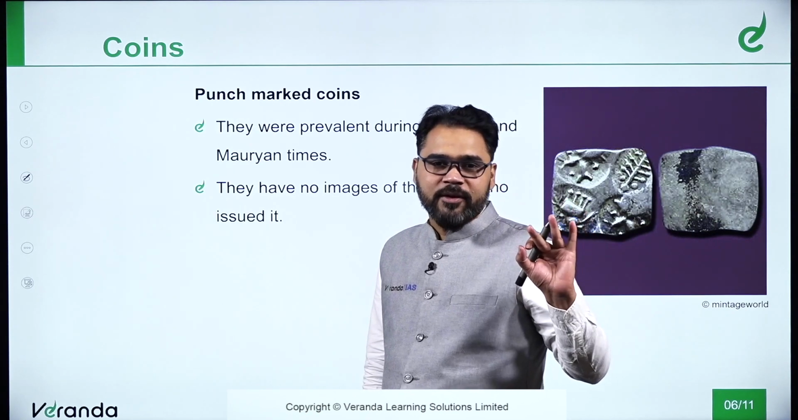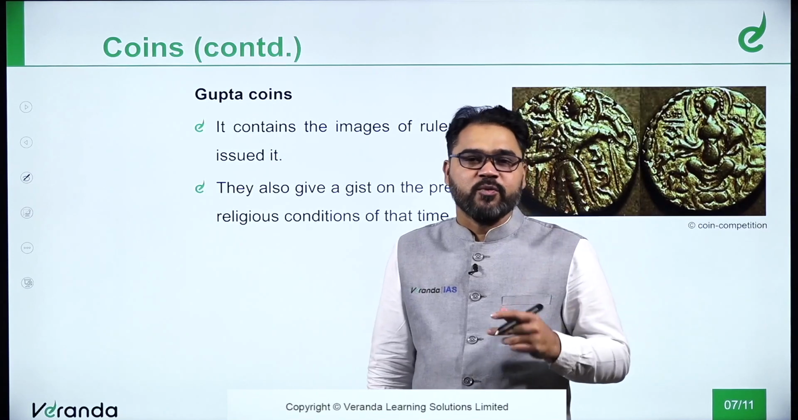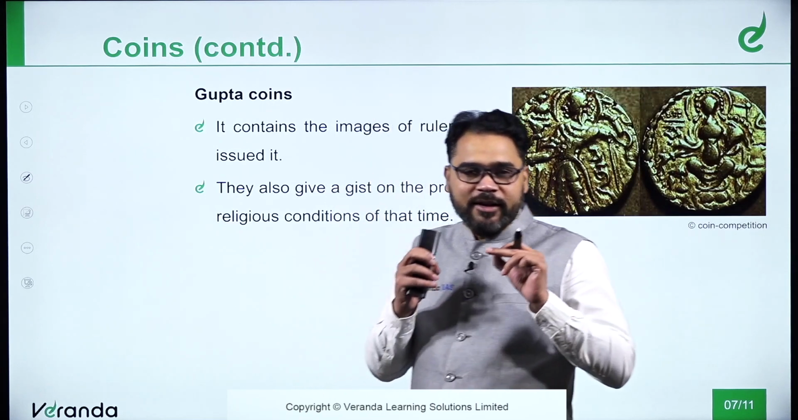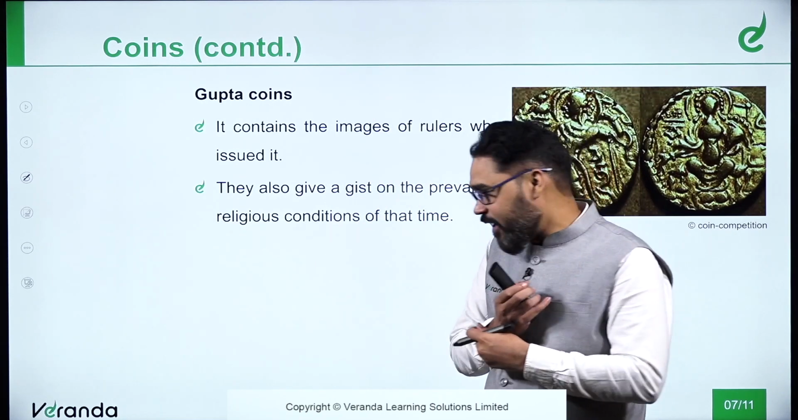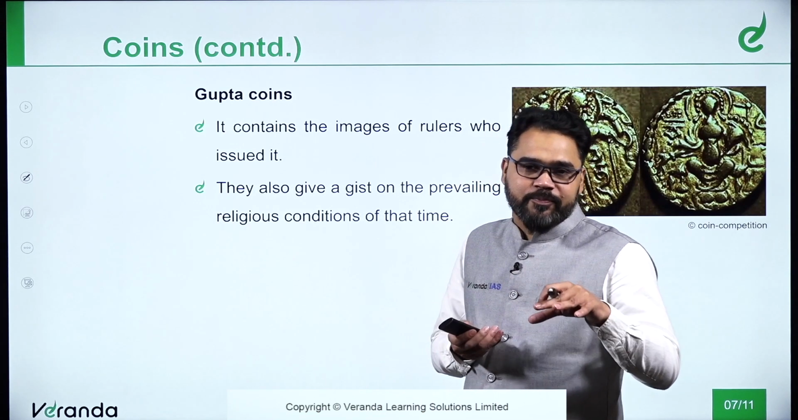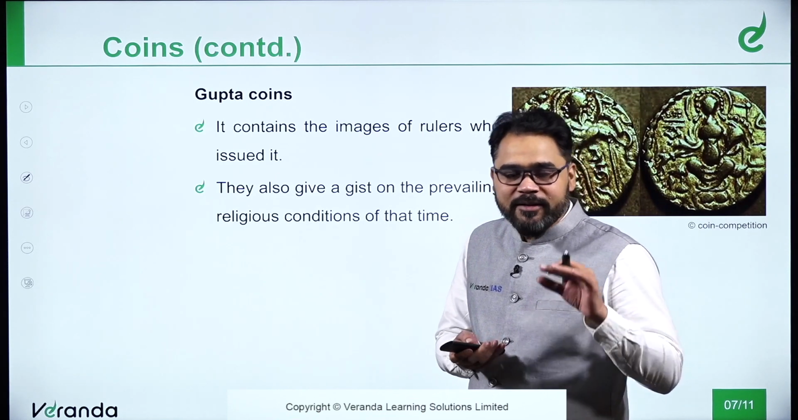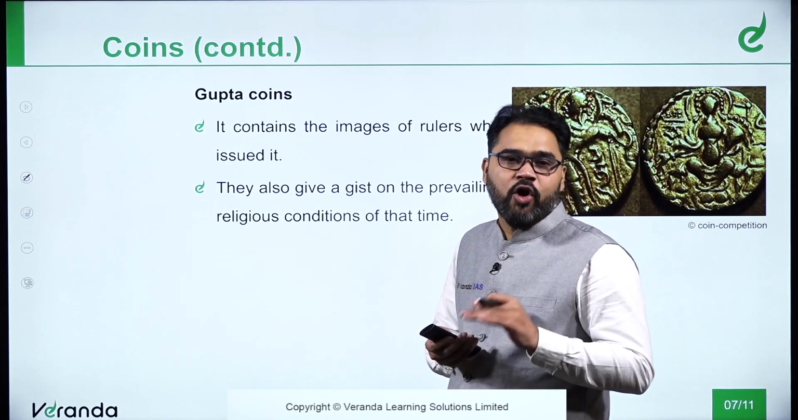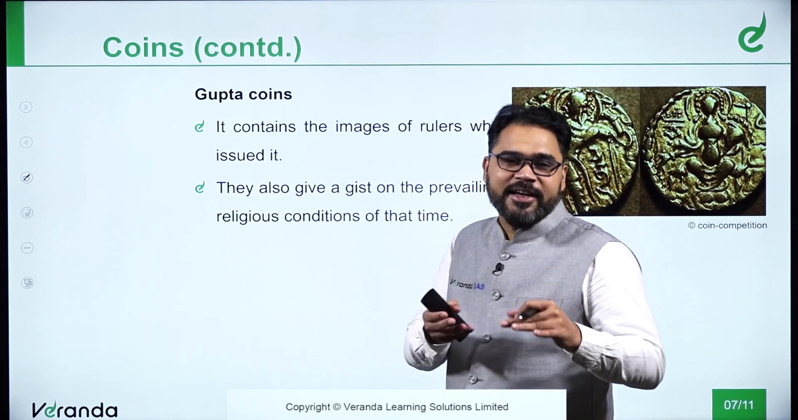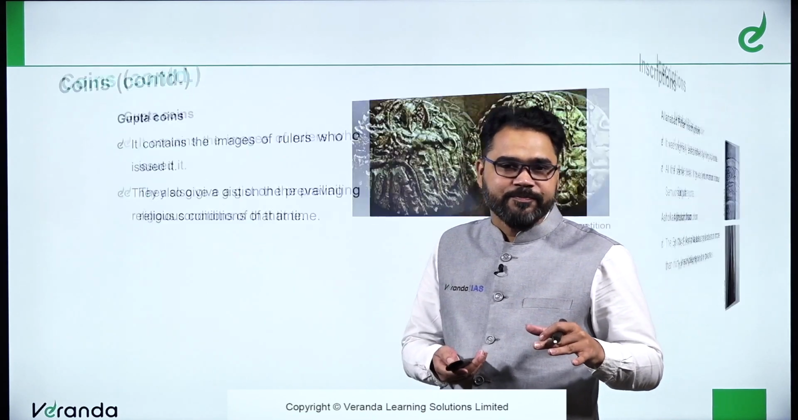The image pattern coins were introduced by the Guptas, where you can see the image of the rulers. Also, what we can learn from here is that there were many evidences, many such events where there was inscription of gods or the religious identities at that point of time. You can see many such inscriptions over the coins.